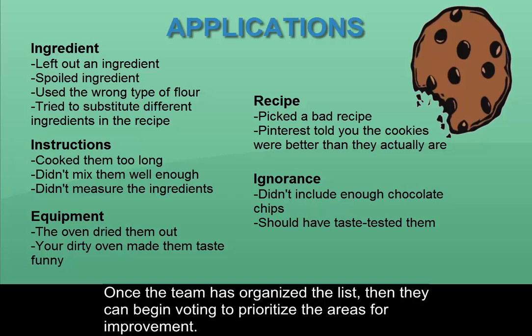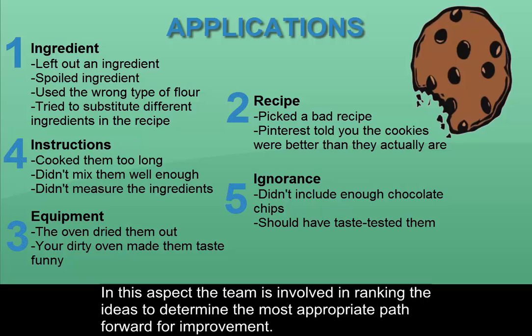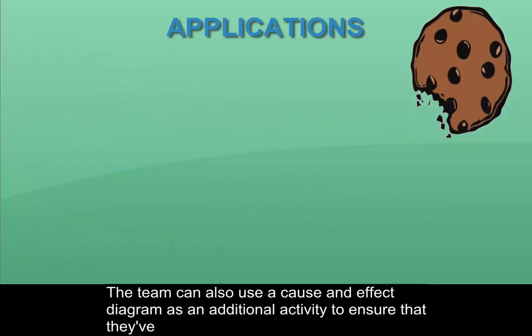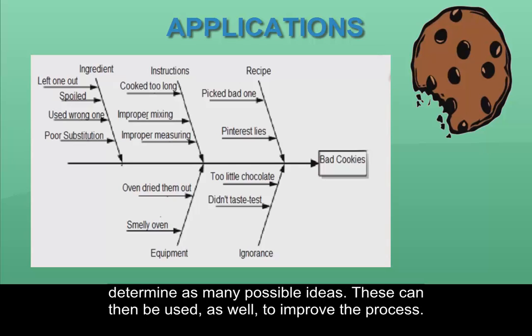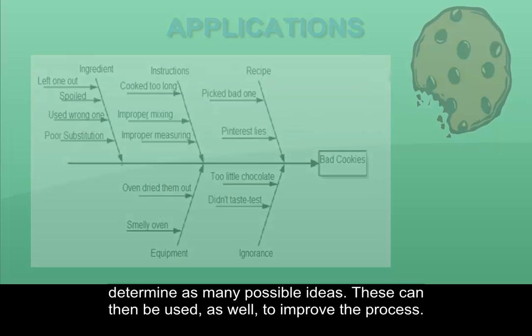Once the team has organized the list, then they can begin voting to prioritize the areas for improvement. And in this aspect, the team is involved in ranking the ideas to determine the most appropriate path forward for improvement. The team can also use a cause and effect diagram as an additional activity to ensure that they've determined as many possible ideas. These can then be used as well to improve the process.